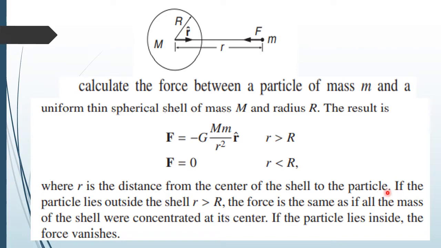Here r is the distance from the center of the shell to the particle. If the particle lies outside the shell, that is r greater than R, the force is the same as if all the mass of the shell were concentrated at its center. This is similar to the case when the whole mass is situated at the central point, since M m by r square is taken. And if the particle lies inside, the force vanishes. Okay, this is our conclusion.